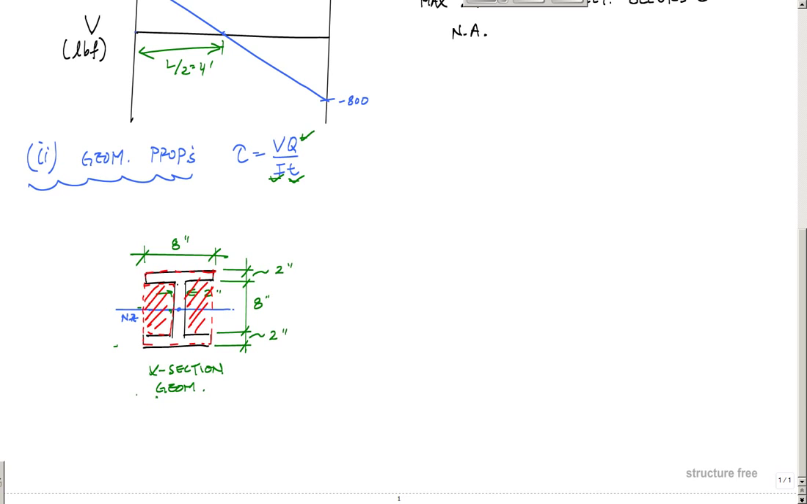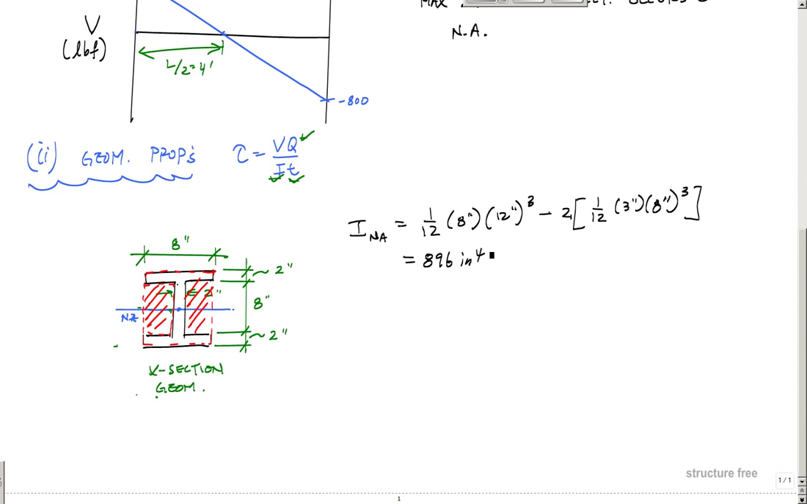I can just say that about the neutral axis, the moment of inertia is 1/12 base, which is 8 inches, times the height, 8 plus 2 plus 2 is 12 inches cubed, minus the holes, which is minus 2 holes times 1/12 the width of this hole, which is 8 minus 2, so 3 times the height of that hole, 8 inches cubed here. When I work this out, it will give me 896 inches to the fourth. Okay, so that's one thing that's done.